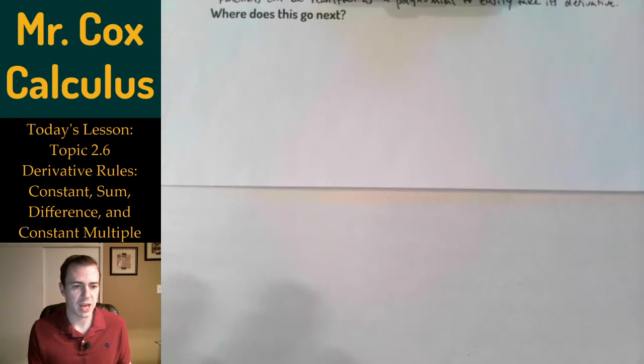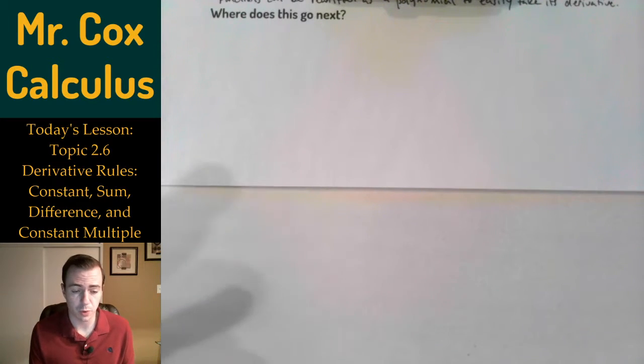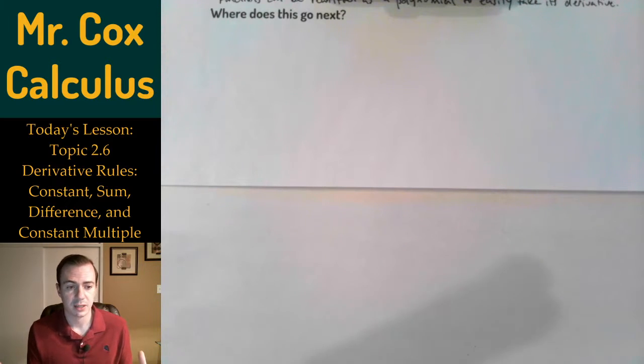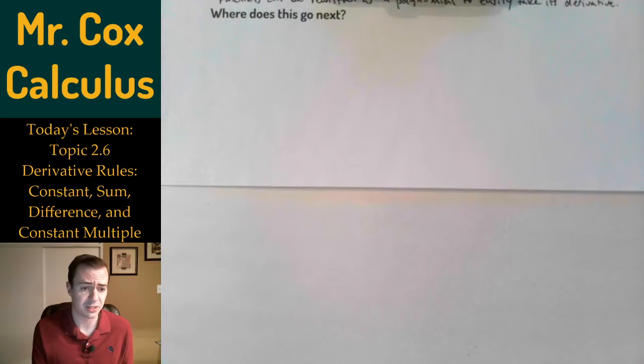So where does this go next? Well, we alluded a couple of times throughout this lesson that the rules we learned were great for the types of functions that can be expressed with constants, coefficients, sums, differences, but we are going to have a couple of special rules coming forward to handle things like products and quotients in particular.